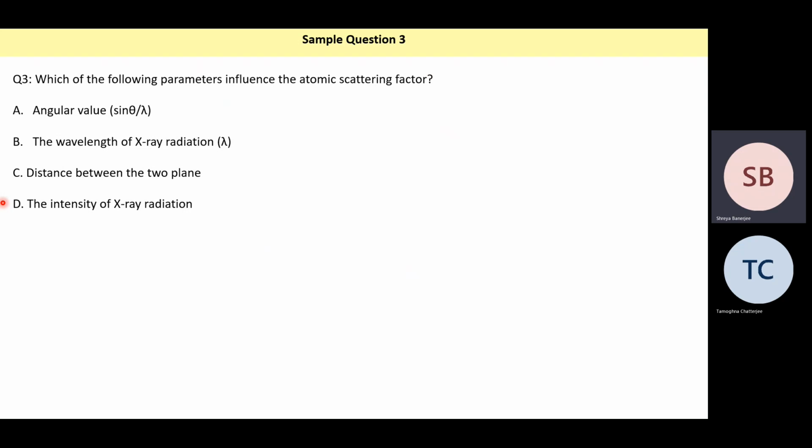The next question is that which of the following parameters influence the atomic scattering factor? Ma'am, the intensity of the X-ray radiation. Okay, no, that is not correct. The correct answer is A.